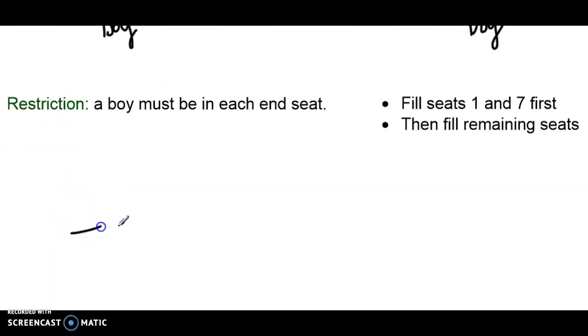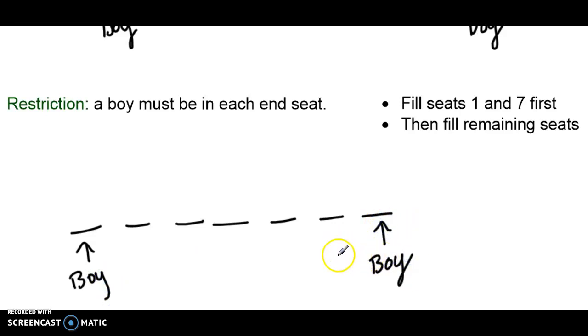So I have 1, 2, 3, 4, 5, 6, 7 positions. This first chair we need a boy, and this last chair needs a boy. So we are going to fill these 2 chairs first. There are 4 boys in total, so there are 4 choices to place 1 boy in this first seat. Once 1 boy is already positioned in that seat, there are now 3 remaining boys that can be chosen to sit in that last chair.